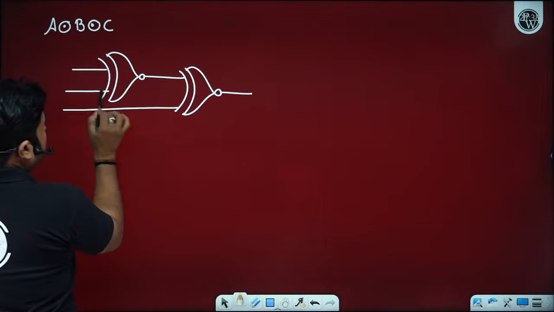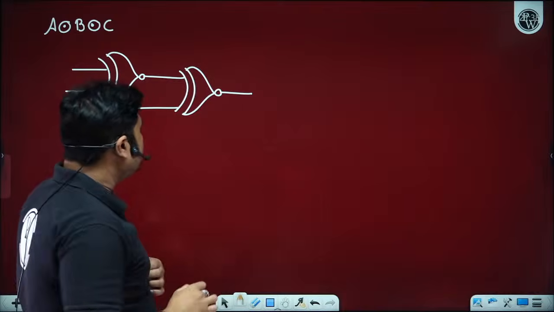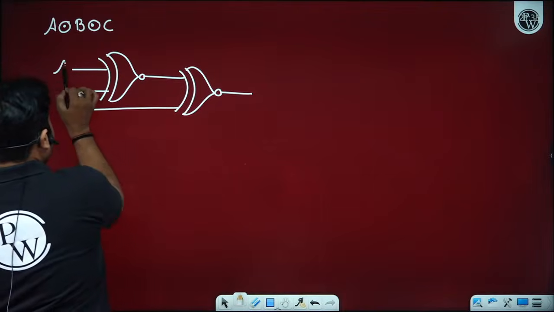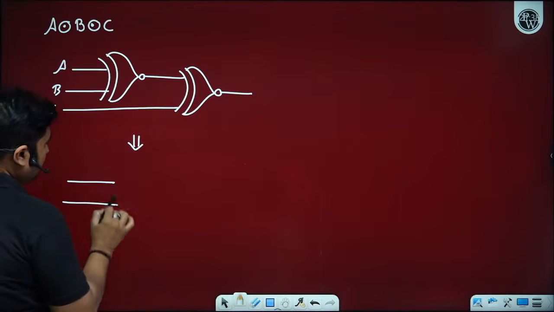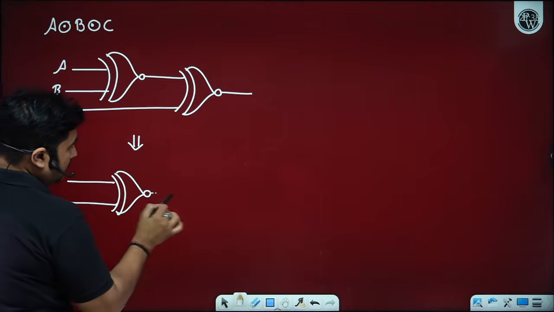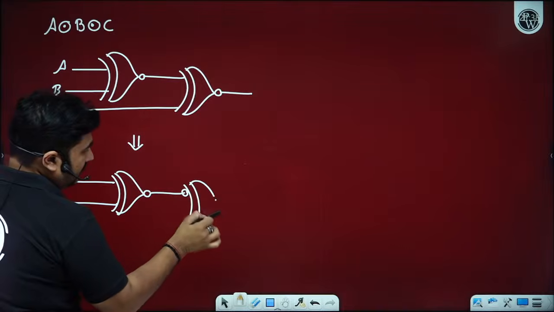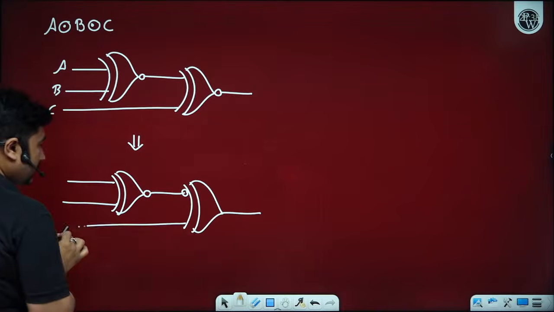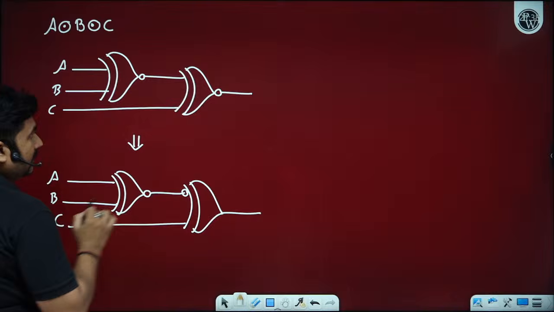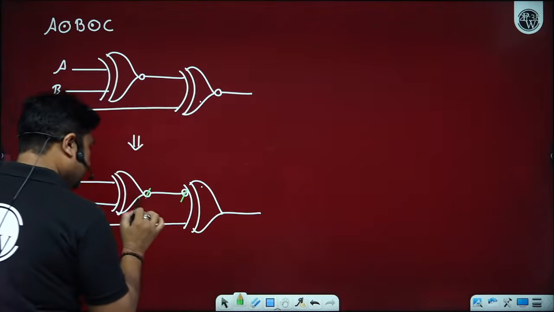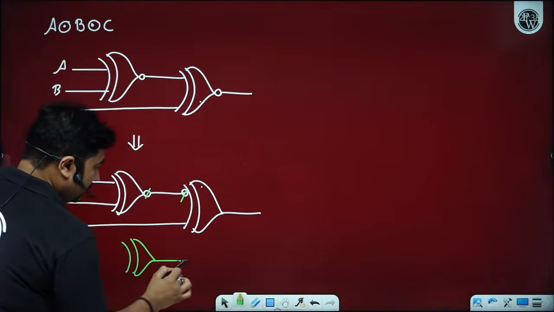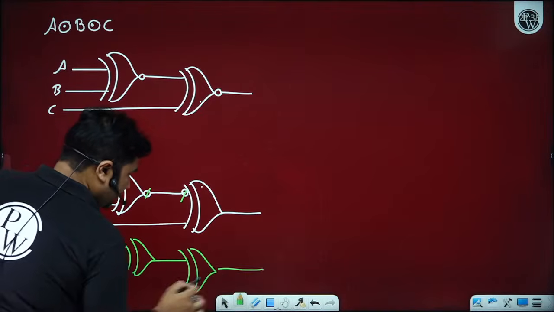XNOR gate follows the associative law. Yes, sir. Now, if we have this A, B, C, can I represent the same with XNOR? One more bubble here. This is also an XNOR gate only. This and this are the same gate. If we have two bubbles, then we have A XNOR B XOR C.